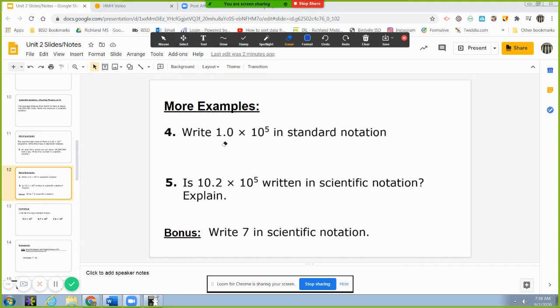So let's put this in standard notation. That means the way numbers are written. So I'm going to put 1 point, and there's already 1 zero, and we need 5 digits. So I'm going to draw 4 more.